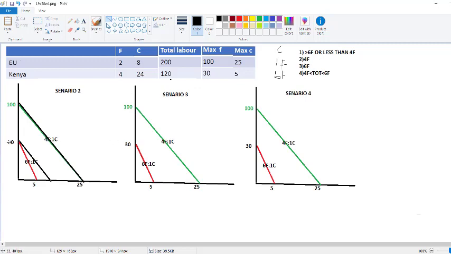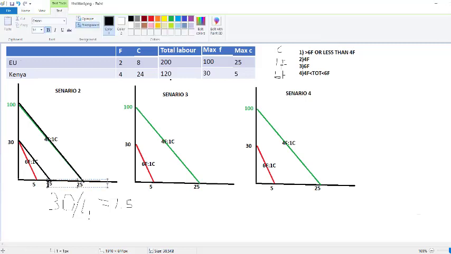So this 30 food can now be traded at the price of 4 food per 1 chemical, which means you're going to say 30, and you can divide that by how much? By 4, and that will give you 7.5. So their 30 food traded at the new world price of 4 food per 1 chemical is equal to 7.5 chemicals they can obtain. So this axis here will be 7.5.